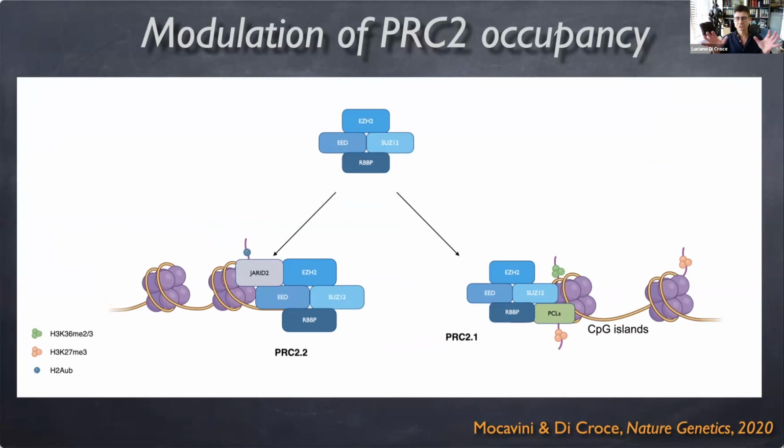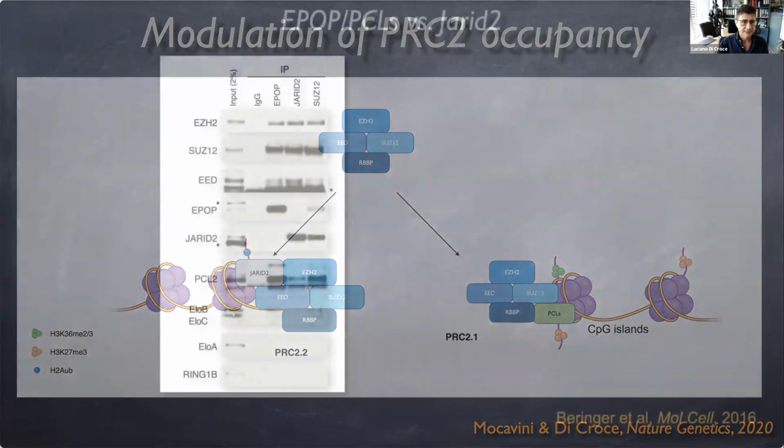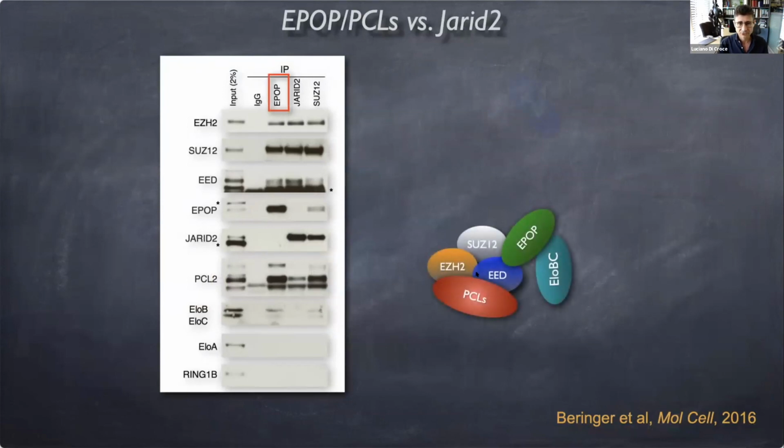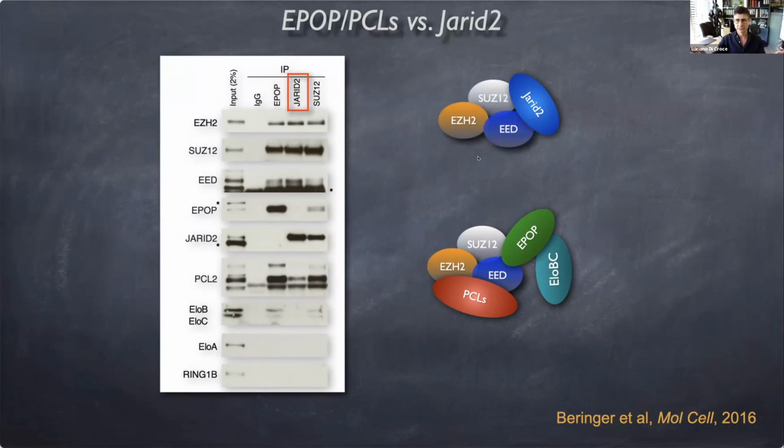But can we really prove that these two complexes are mutually exclusive? Yes, we can. A few years ago we performed an experiment, an IP for EPOP. EPOP is one of these additional factors for the core subunits. When we performed an IP for EPOP, we found all the core subunits, which are shared between the two variations, PRC2.1 and PRC2.2. But there was zero of the other protein, which was also found to interact with the PRC2 complex. So if EPOP is present, as you can see here, JARID2 cannot enter the PRC2 complex. And vice versa, if you do an IP for JARID2, you see again the core subunits, but not EPOP, which means they are two biochemically exclusive complexes.